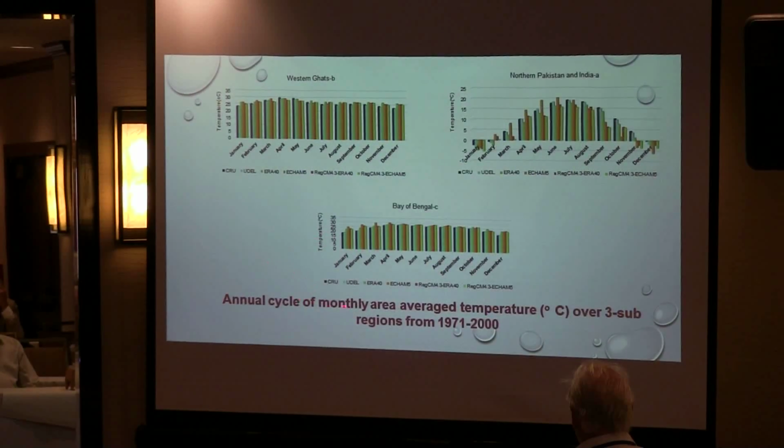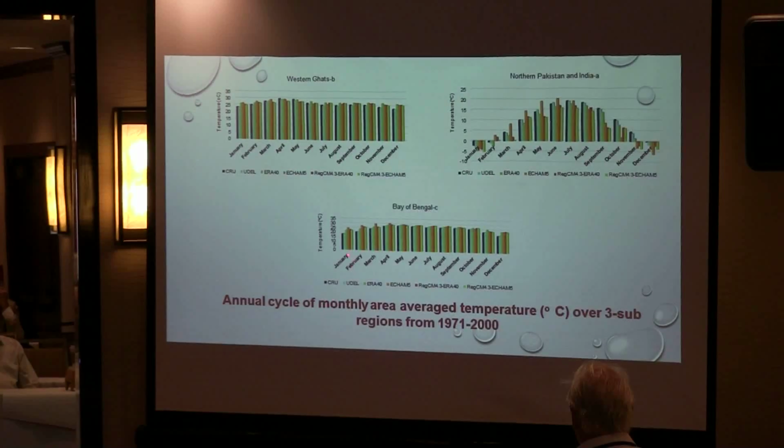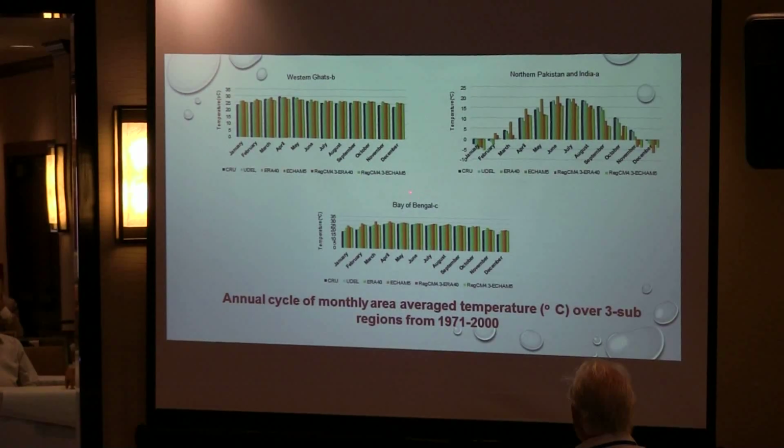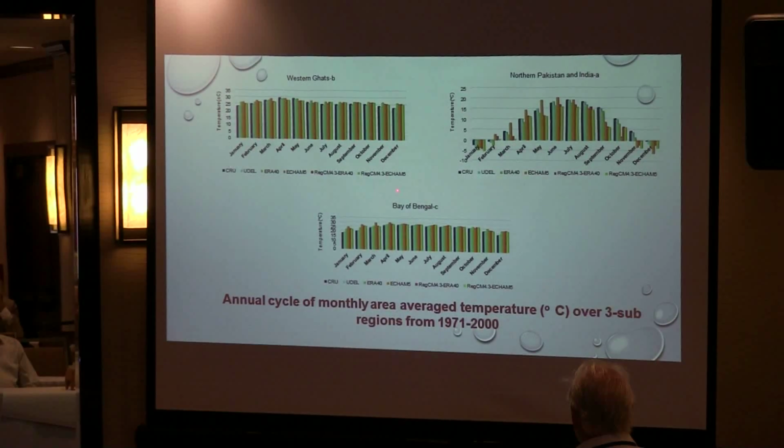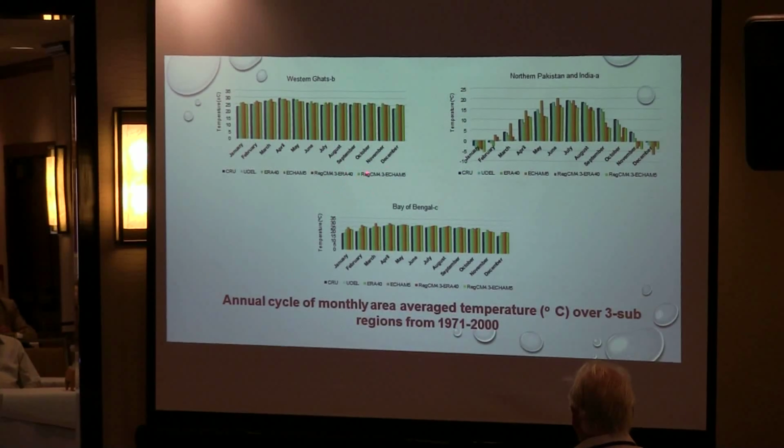Finally, we calculate the annual cycle for 1971 to 2000, and we take the average of the annual cycle for three regions, that is Bay of Bengal, Western Ghats, and northern Pakistan and India. We choose these regions because of our future studies, which would be the continuation of this study, because we want to analyze the impact of climate change using these regional climate simulations.